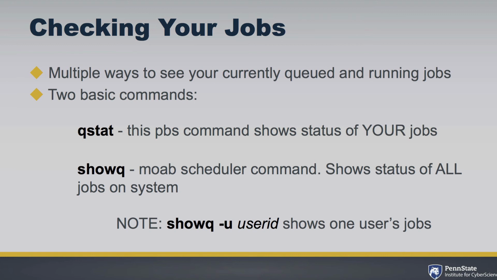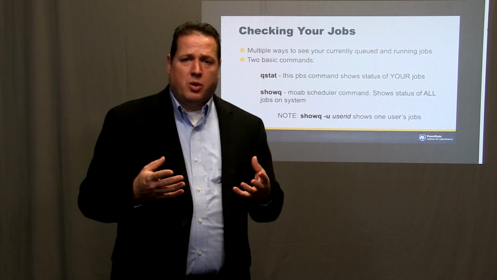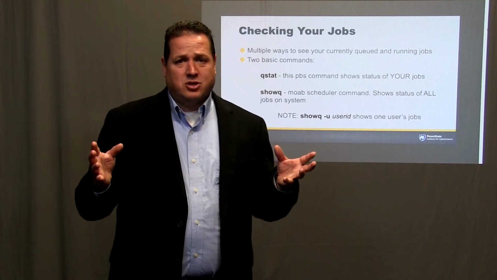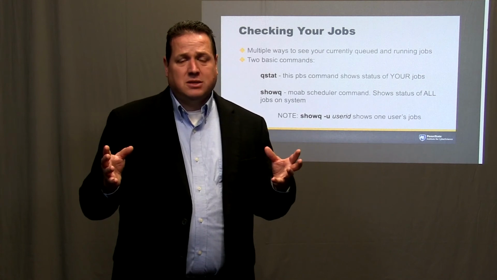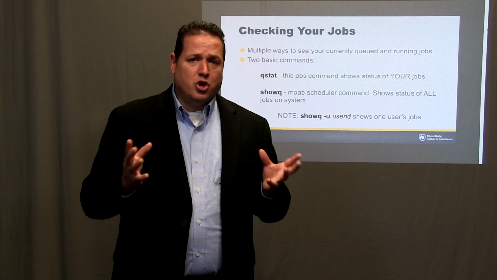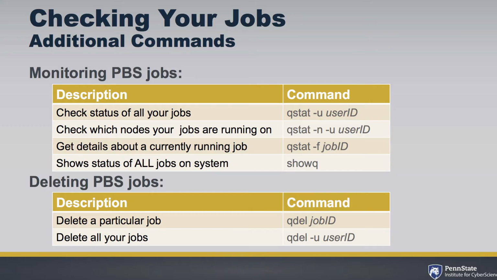So I would put showq -u and then my user ID ABC123 in there. That would show just one user's jobs, or my specific jobs at that point. qstat is probably what you want to use. With showq, I don't think you want to know everything that's going on with the scheduler and every job in the system. Typically you're more worried about your own jobs, or jobs maybe within your group if you have an allocation. So checking your jobs, additional commands, you can monitor your jobs, okay?